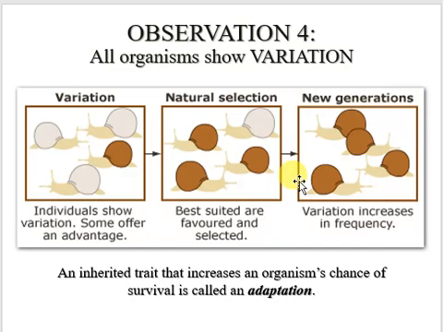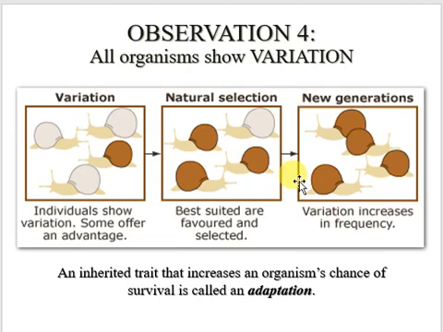The fourth observation deals with variation. So we talked about variation as one of the three conditions that natural selection is a consequence of. Variation, again, is present in all species. All members of the same species will show differences in traits, whether it's in color, shape, size, or behavior.